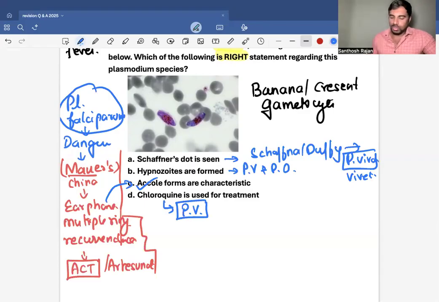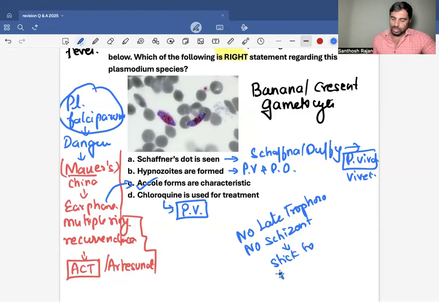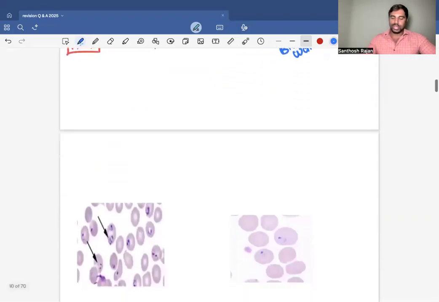And please remember, in Plasmodium falciparum we don't see the late trophozoite stage, and also there is no schizont stage. You have gametocytes and early trophozoites in the blood. The others are not there, because they adhere to the blood vessel walls, the capillaries. They don't come to the peripheral blood, so you usually don't see them there. Okay, that's the main thing.